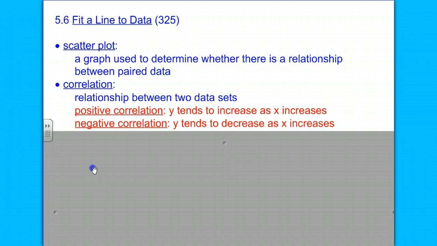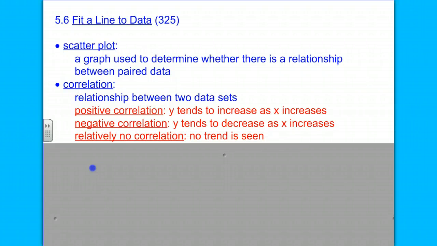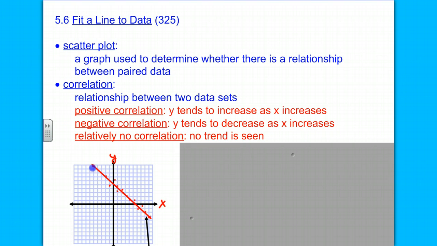And then no correlation would be as x's increase, what? What do y's do if there's no correlation? Same. Stay the same, or they might increase, they might decrease. Y's might do anything. We don't know what they're going to do, actually. There's no trend seen. So this is what it looks like in the form of a graph.